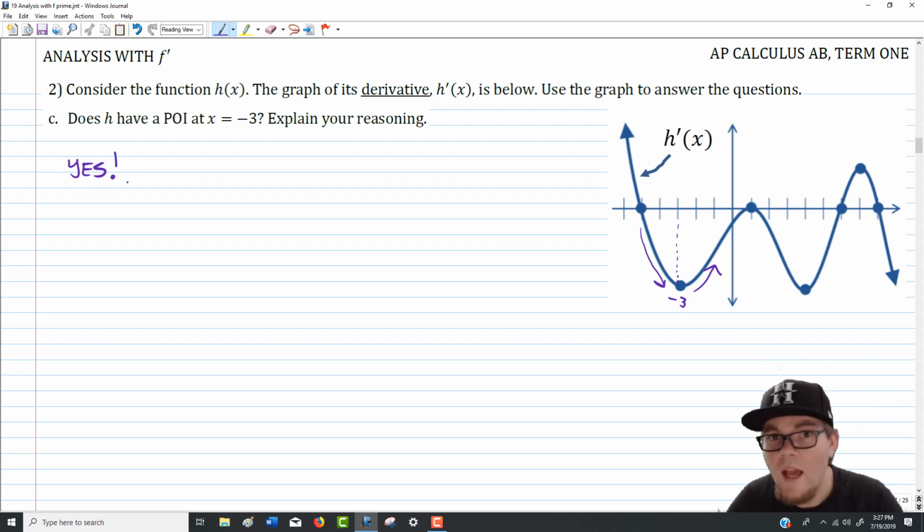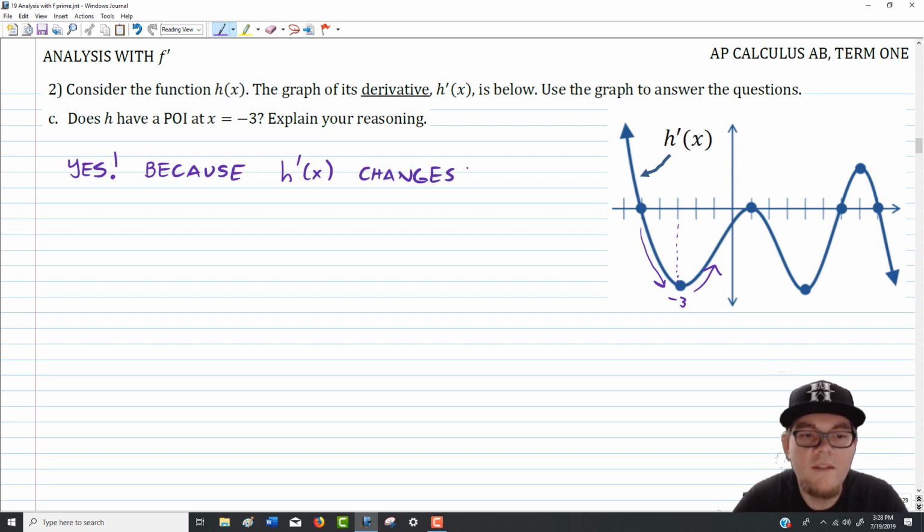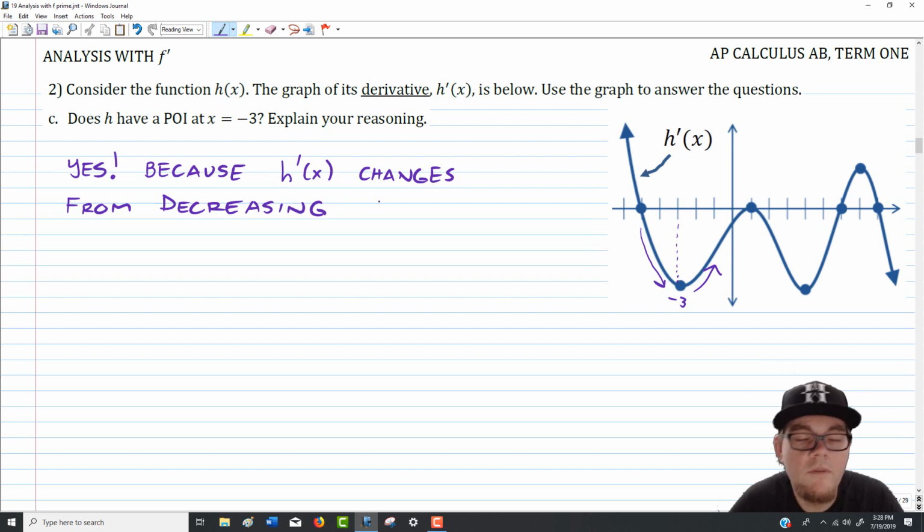I'll make it exciting. Yes. And our reason would be because, and again, using the tool that's provided to us, that's h prime, it's because h prime of x changes. And in this case, we're only looking at one single point, so we can say h prime of x changes from decreasing to increasing. The only time I use between is if we're talking about many different points of inflection. That way we cover all possibilities. Decreasing to increasing.